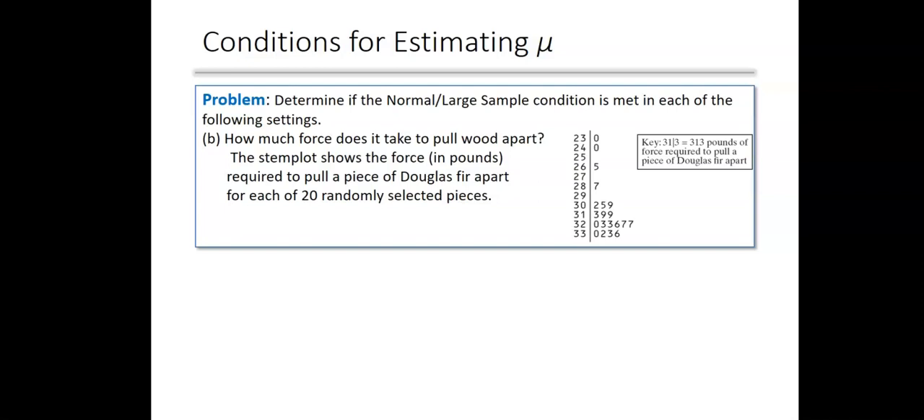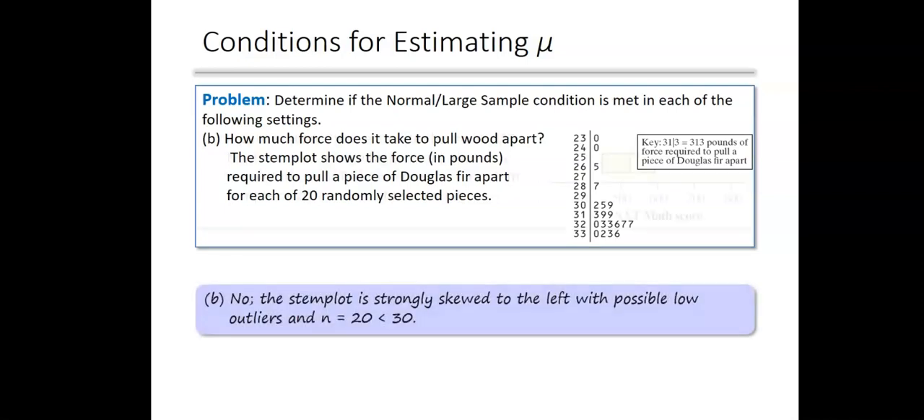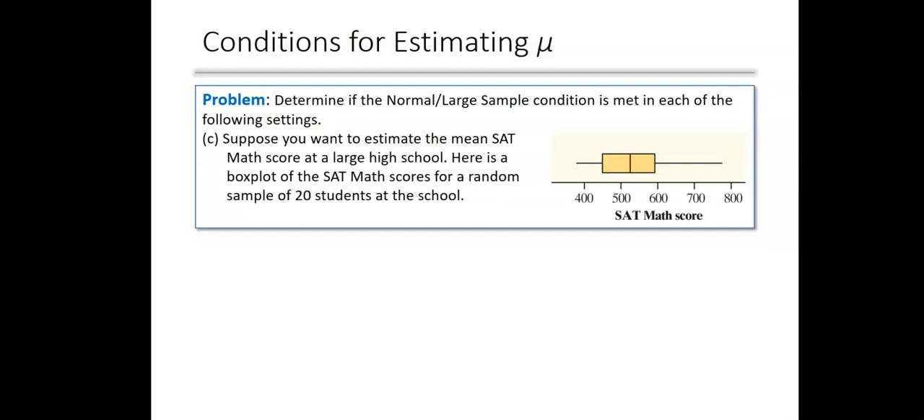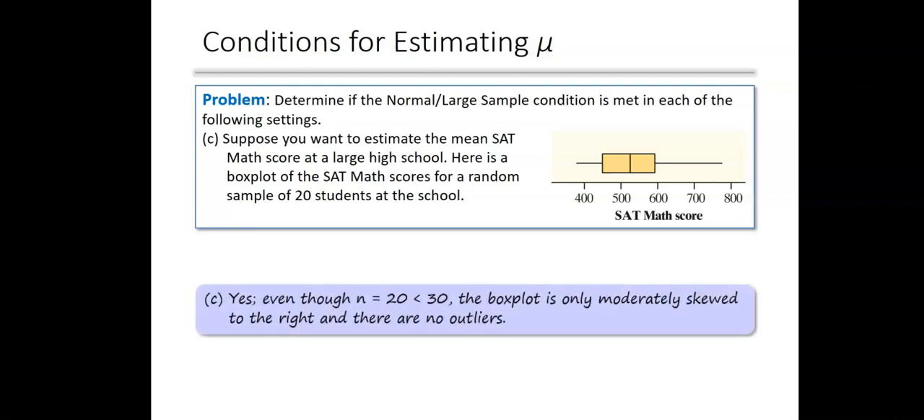If you turn that stem plot aside, you can see it's skewed left pretty badly. That's not going to work. No, not good. This one, we don't know the population, and it's smaller than 30. But if you look at the graph, it's not too bad. It's only mildly skewed. So I think you could actually say this one's okay.